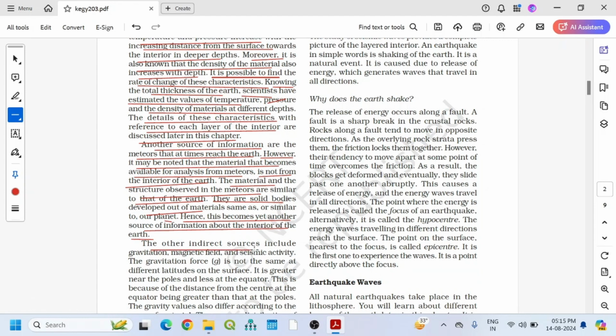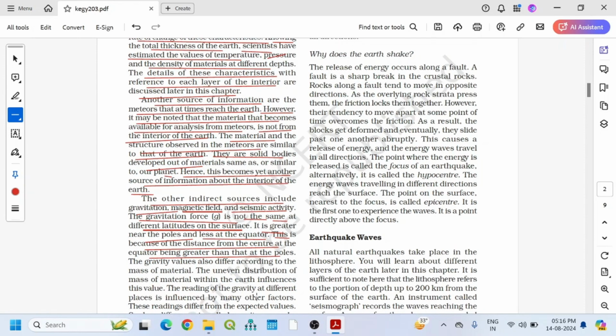The other indirect sources include gravitation, magnetic field, and seismic activity. The gravitation force is not the same at different latitudes on the surface. It is greater near the poles and less at the equator. This is because the distance from the center to the equator is greater than that at the poles. The gravity values also differ according to the mass of material.